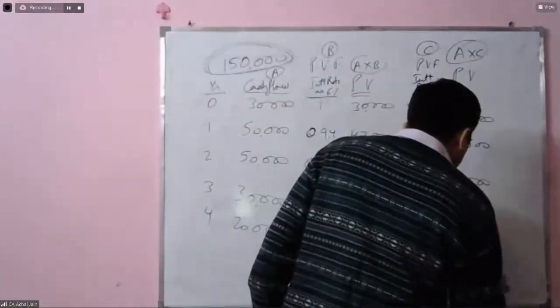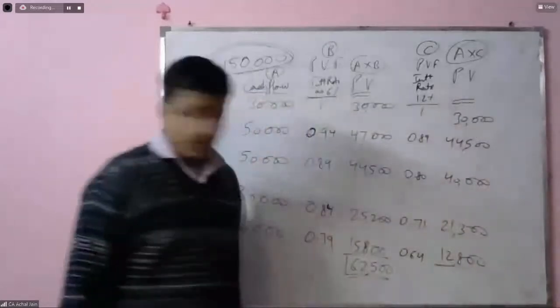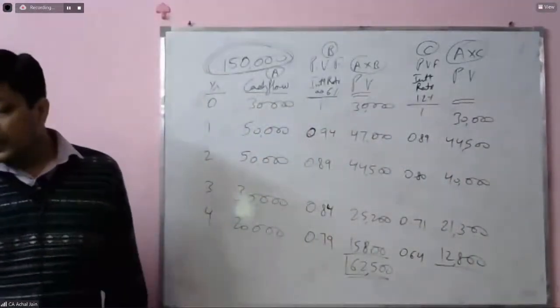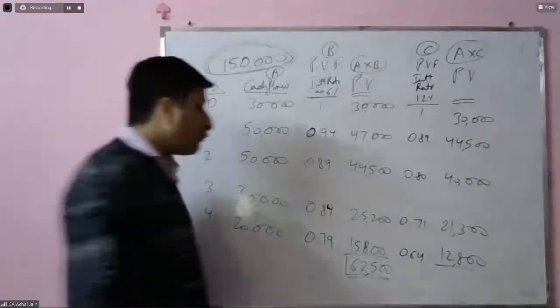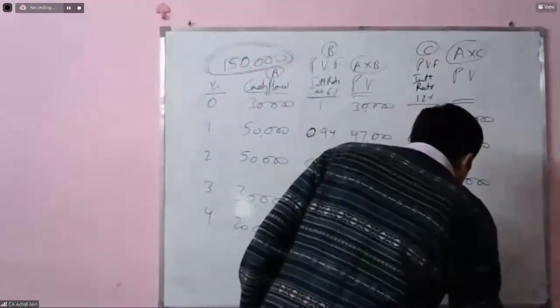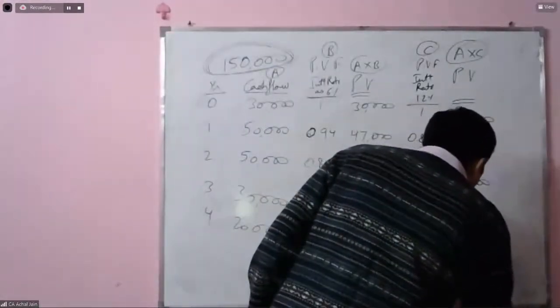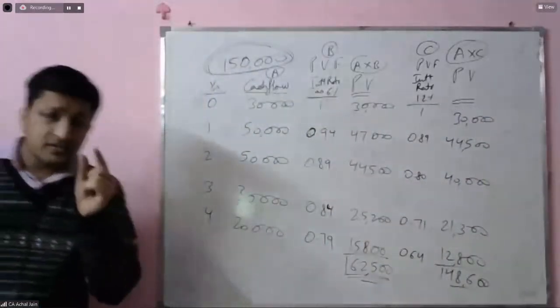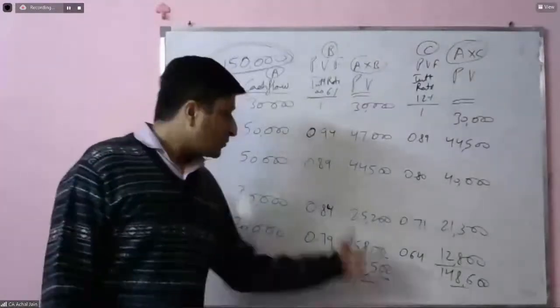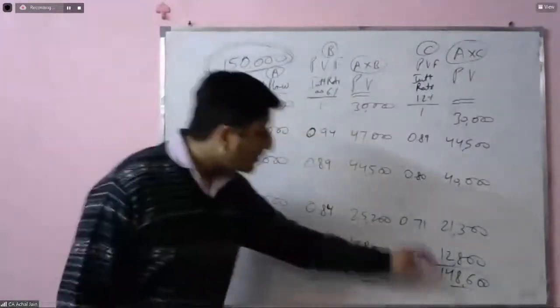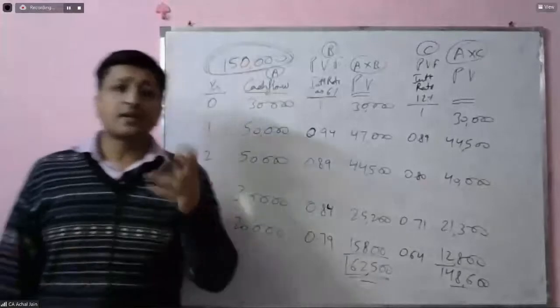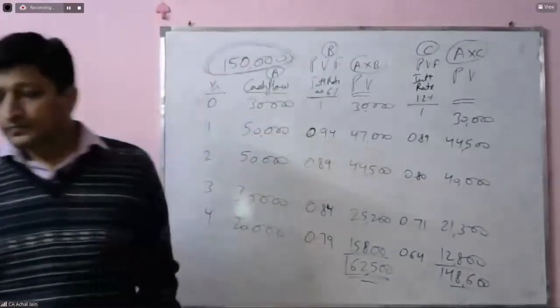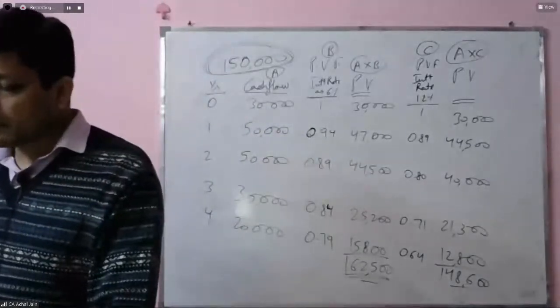This is 12,800. Okay, and if I take the total, this becomes 1,48,600. Oh, now what is that? Once again, I have missed. I have missed this very closely. Can you see this? I was about to reach this 1,50,000, but I could not reach this. Once again, I missed this.